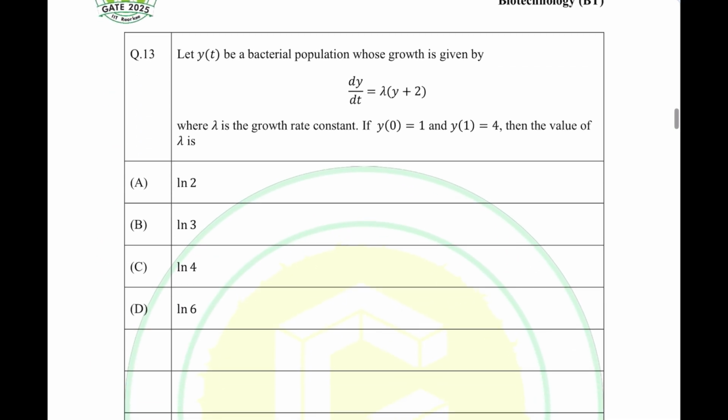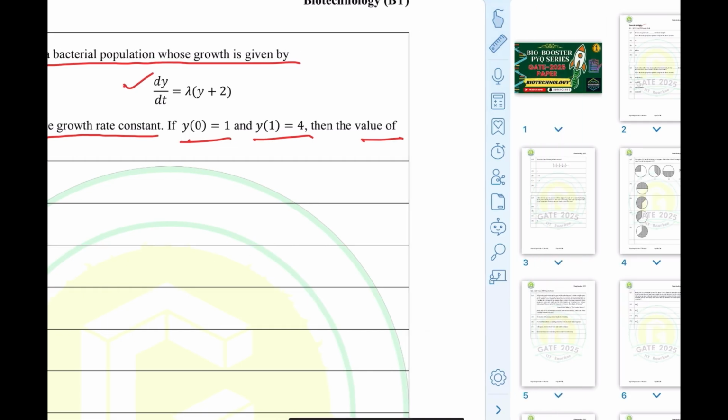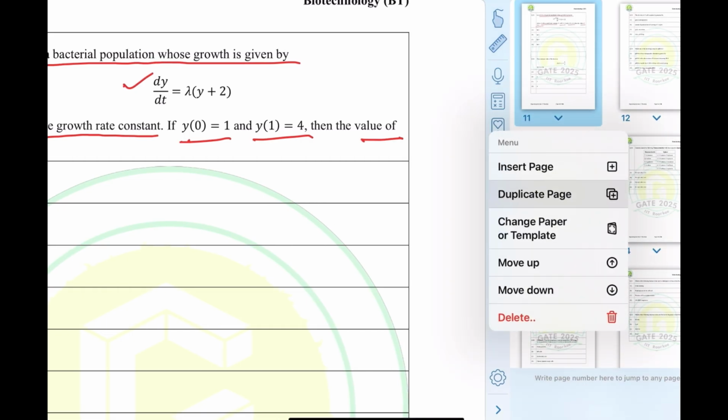And moving on to the next question. So here Y(t) is a bacterial population whose growth is given by this equation, where lambda is the growth rate constant, y(0) is 1, y(1) is 4, and the value of lambda is. So it's a very simple equation. If we write the equation, we should take a separate page for that.